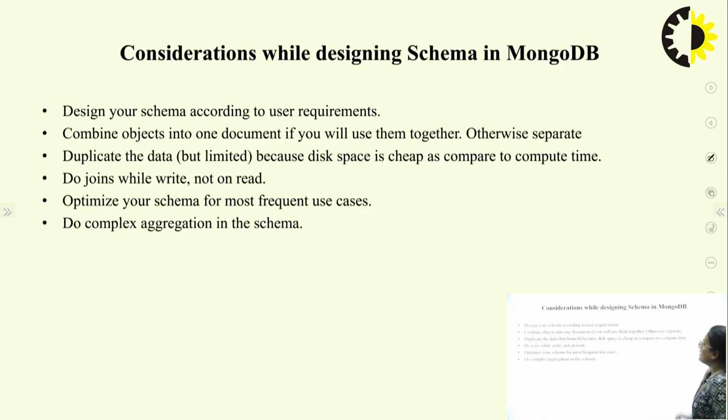Next one is considerations while designing schema in MongoDB. First one is design your schema according to user requirement. Combine objects into one document if you will use them together, otherwise separate them. Third one is duplicate the data but limited, because disk space is cheap as compared to compute time. Do join while write, not on read. Optimize your schema for most frequent use cases. Do complex aggregation in the schema.